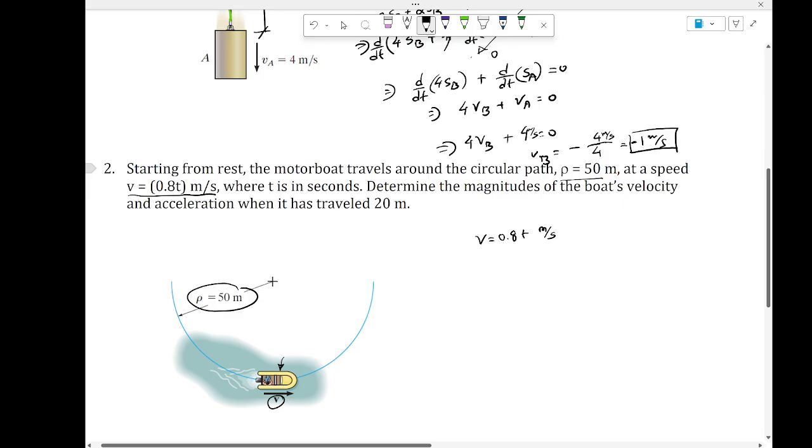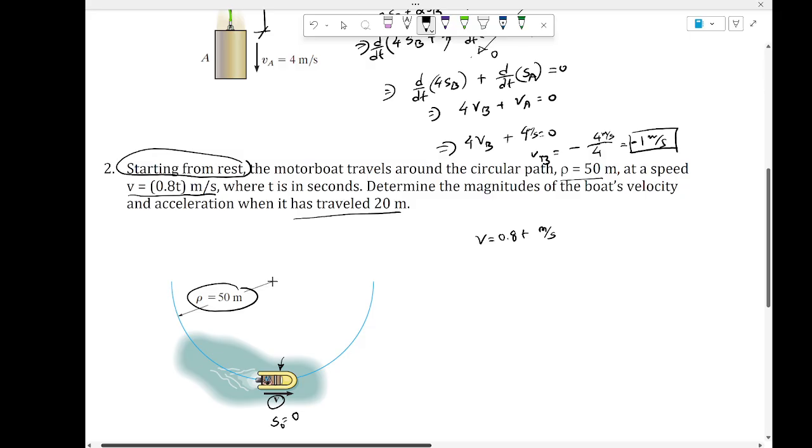Anyway, so I have this velocity and t relationship, right? The t is obviously in seconds. Determine the magnitude of the boat's velocity and acceleration when it travels 20 meters. Now here is the clue. They said the boat starts from rest. Now you may say the boat may start from here, s equal to s0 equal to 0 here, right?